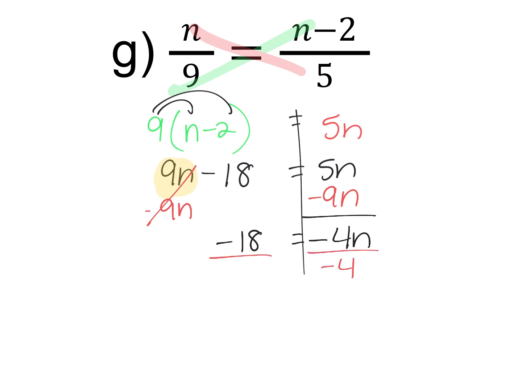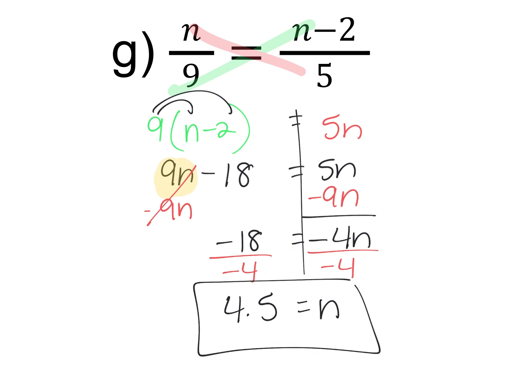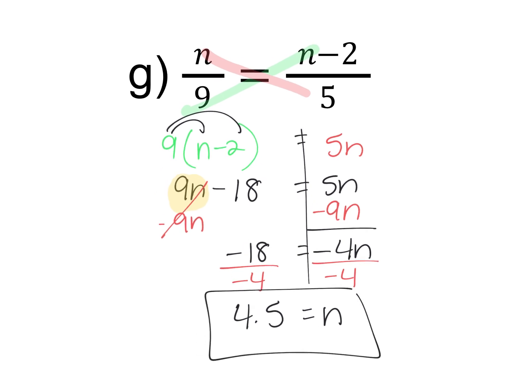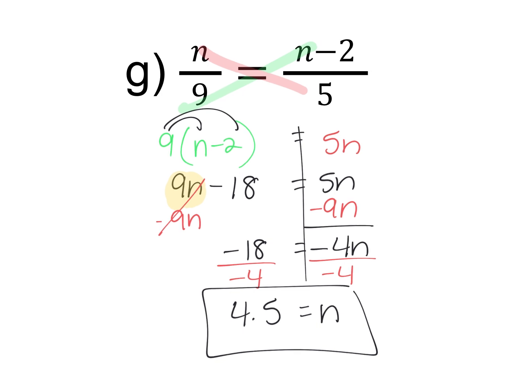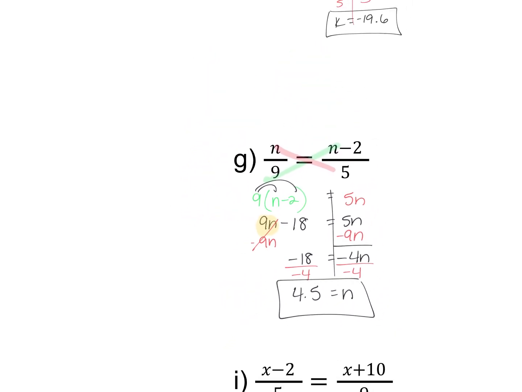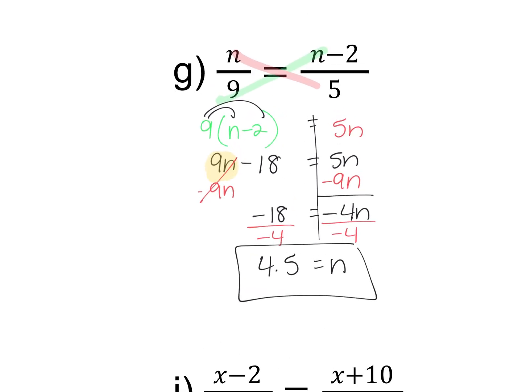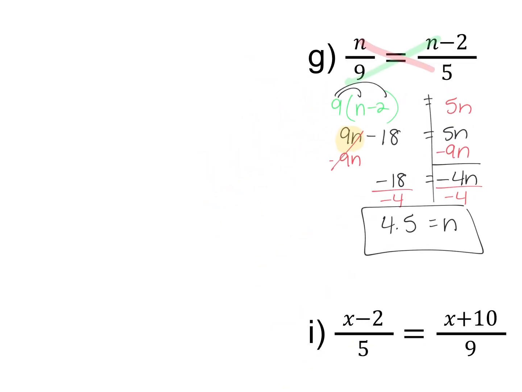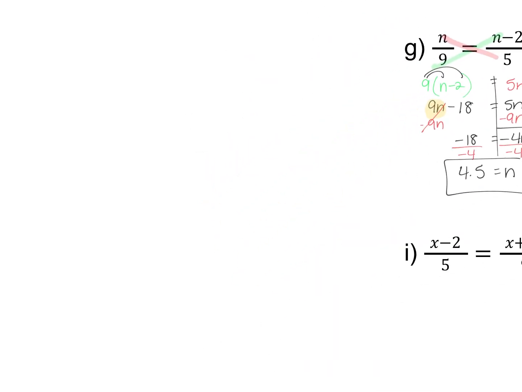Divide by negative 4, divide by negative 4. So n is positive 4.5. Okay, and there are a couple ways to solve that problem, but that's just what I think is the easiest way. You may have a different way that works, which is fine. Just make sure that you can get 4.5 no matter which way you decide to go.